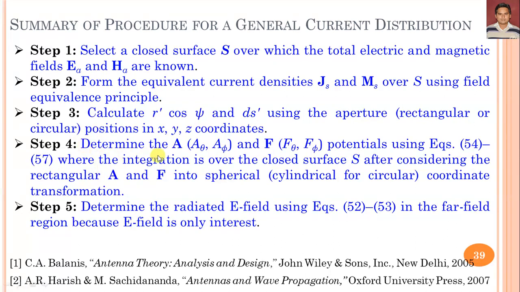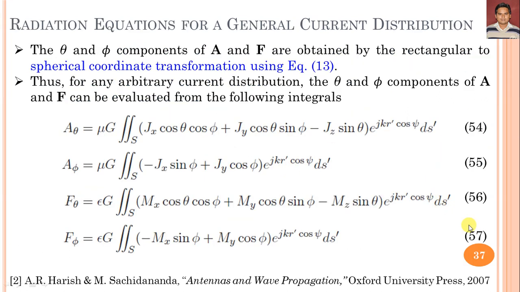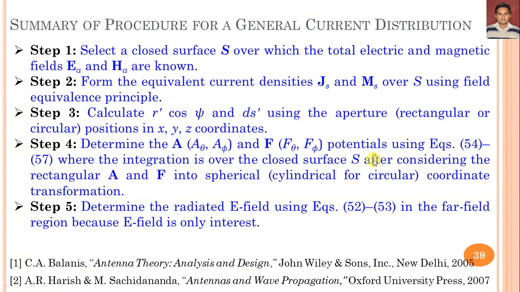In step 4, we have to determine the A theta and A phi components, F theta and F phi components, using equations 54 to 57. As we have discussed, these are equations 54 to 57, where the integration is over the closed surface S, after considering the rectangular aperture in spherical coordinates, and cylindrical for the circular coordinate transformation.